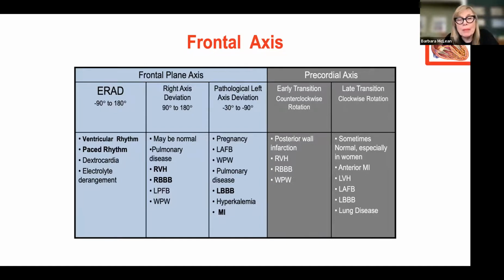And that's really important, because if you have extreme axis in your frontal plane leads, you're going to say, well, is it VTAC or is it a paced rhythm? Maybe I don't see the pacer spikes, but my patient is awake and alert and he's talking. Well, probably 85%, that's a paced rhythm and not VTAC. It could be VTAC, but probably not.